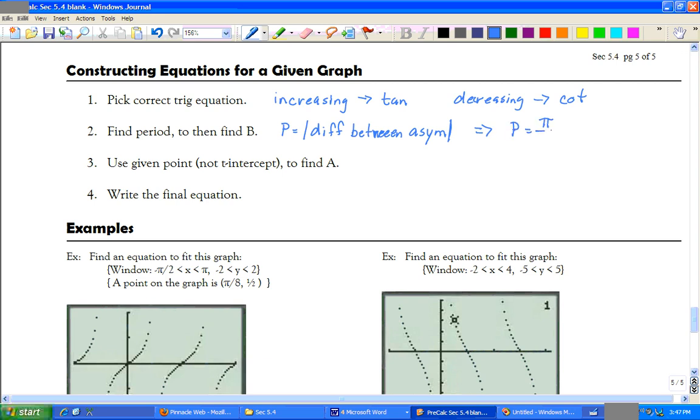to pi over B. Now you'll see that I dropped the absolute value around the B, and that's because when we find P, we're taking the absolute value there, so we're just trying to find what our B value is. Number 3, then use the given point or points, and probably we'll just be given one, but that point cannot be the t-intercept, which is the x-intercept, and we'll use that to find A, and then we write our final equation.